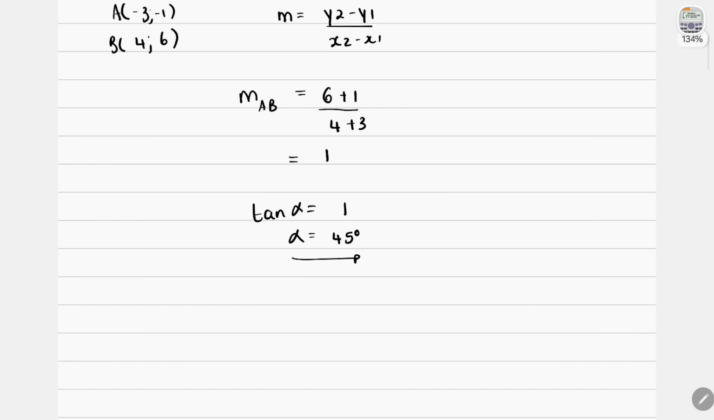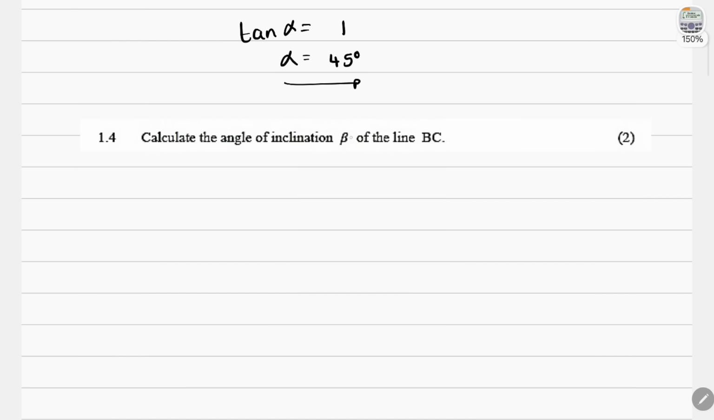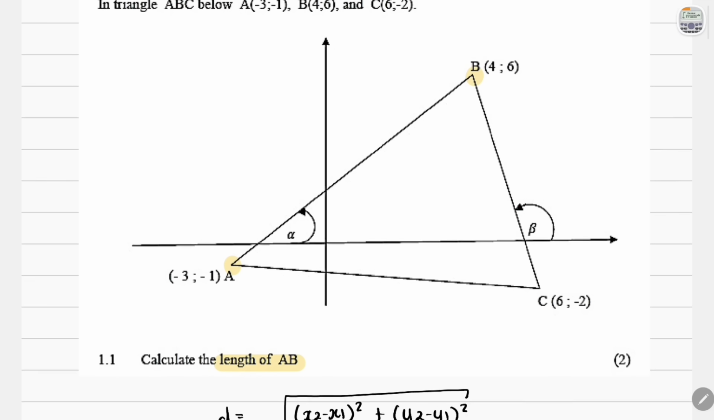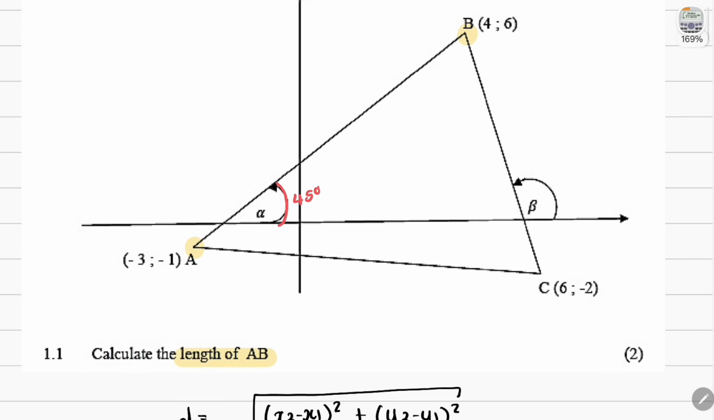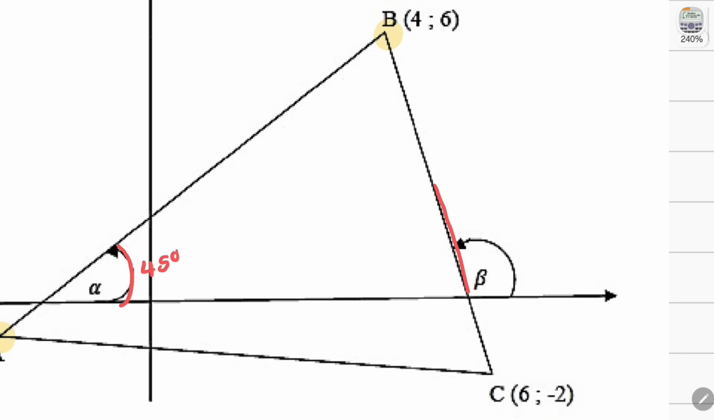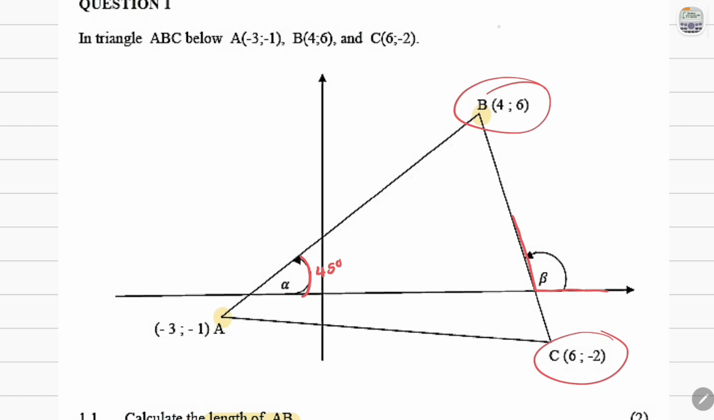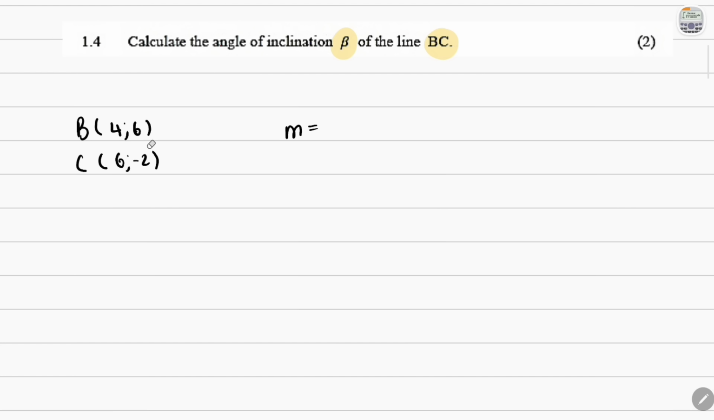Moving on to the next question. Question 1.4 says, calculate the angle of inclination, beta, of the line BC. Okay, so this time it is of line BC. We already know how to find the angle of inclination. I'm just going to fill this in. We know that this is 45 degrees. And so to find this, you can already see it's an obtuse angle. Okay, so definitely the gradient of this line is going to be negative. So let's just go ahead and take B and C down. So the gradient of this line would be found by saying y2 minus y1.